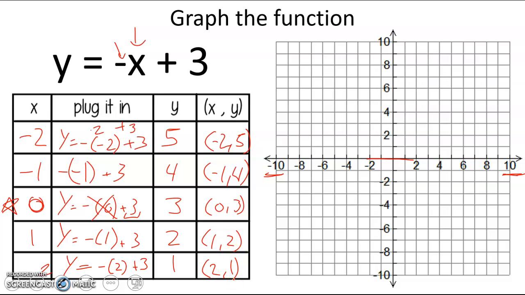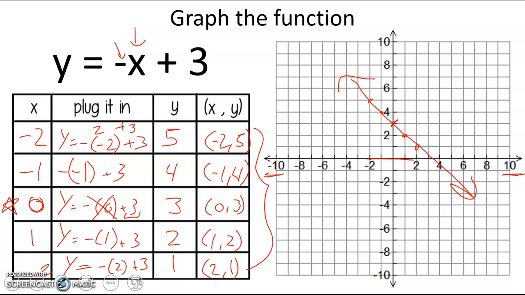And then from there, we graph our points right over here, okay? So it's going to be negative 2. I go left 2, up 5. Negative 1, 4. I go left 1, up 4. 0, 3. I don't move left or right at all, and I go up 3. 1, 2. I go right 1, up 2. And then 2, 1. I go right 2, up 1. And again, you should have a straight line. It should look like a straight line like that, okay?